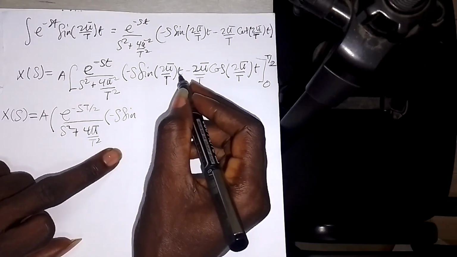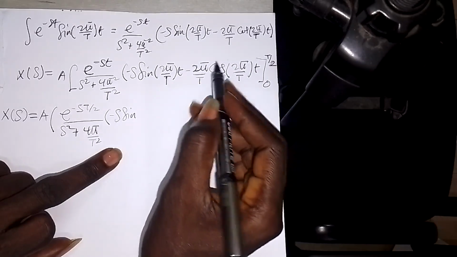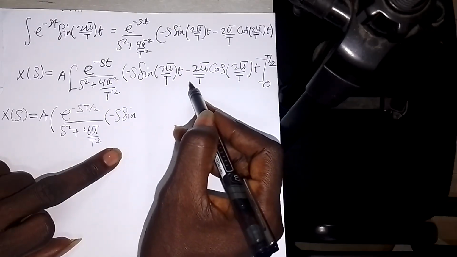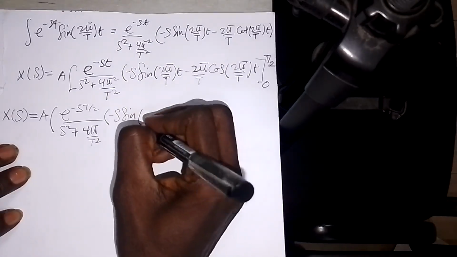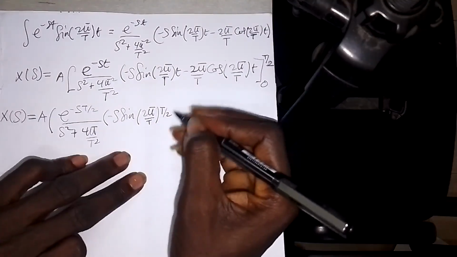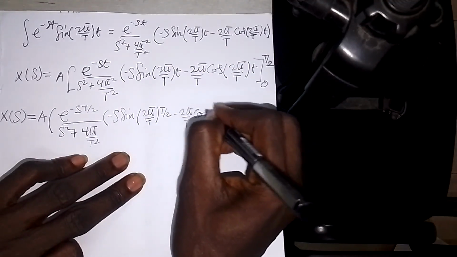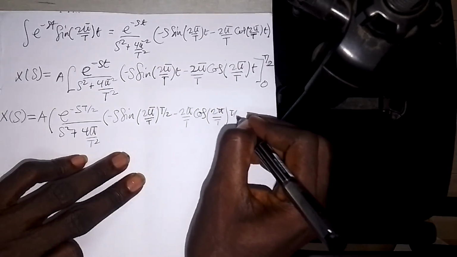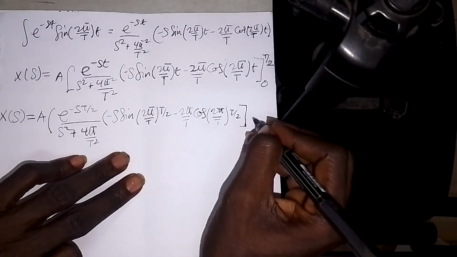And then here I'm going to have t on 2. So if I have t on 2 here, it means minus s sine, we have here 2 pi on t into t on 2, minus 2 pi on t cos 2 pi on t into t on 2. So this will be for the upper limits.